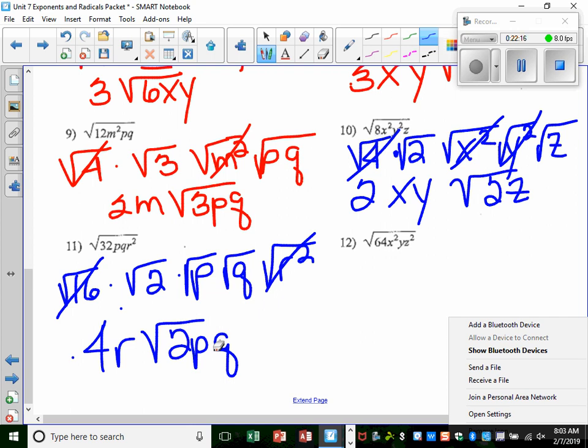All right, number 12. Is 64 perfect? Yes. What's the square root of 64? What's the square root of x squared? What's the square root of z squared? So what's left? Very good. Excellent. All right, let's move on to the next page.